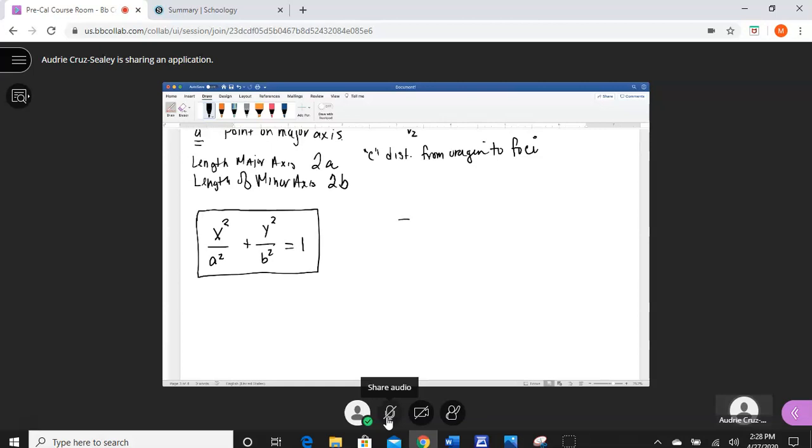I can look at this and know that it's going to be stretched out this way. Your major axis is horizontal because the A is under the X. So when the A is under the X, it's stretched out horizontally. Your major axis is horizontal. Is that okay? And then, of course, your minor axis would be the y-axis, the vertical one.